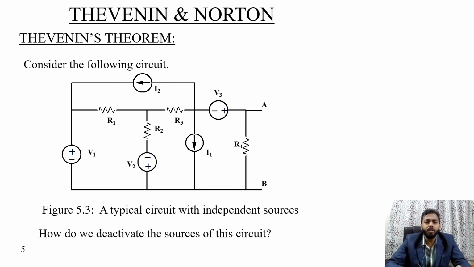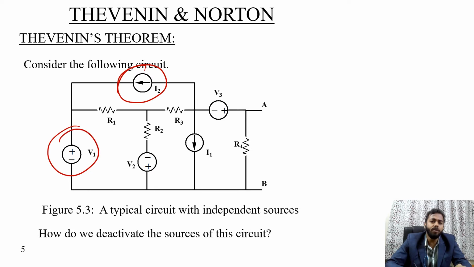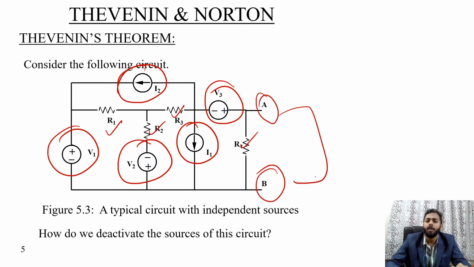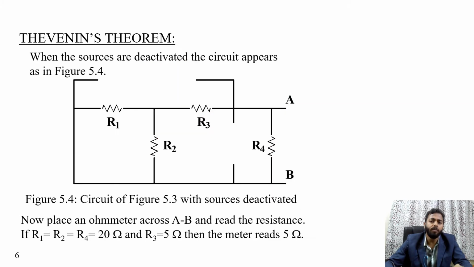Let us assume this is the circuit you have. How do we deactivate the sources? This one is the current source, this one is the voltage source, and the resistors R1, R2, R3, R4 are connected between terminals A and B. These are the open terminals. Here we can find out the voltage between terminals A and B, which is the open circuit voltage.